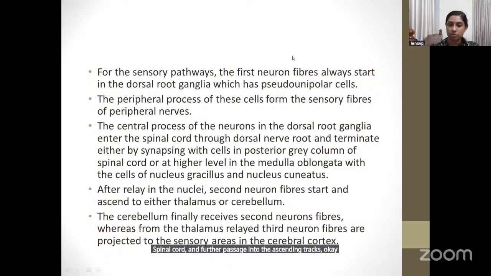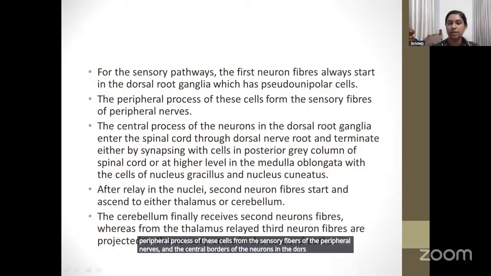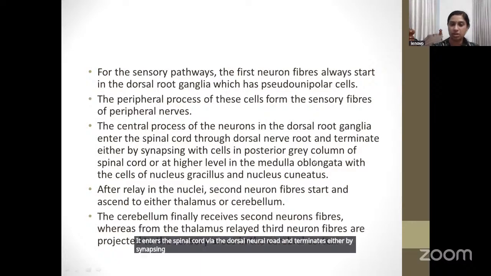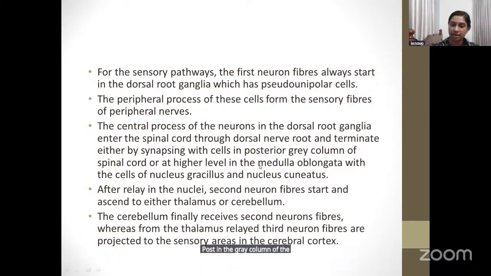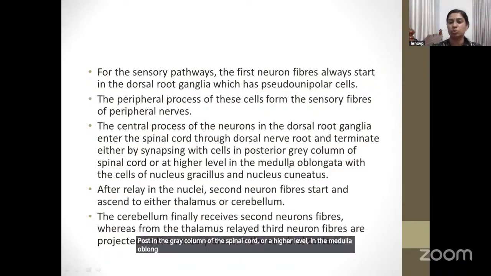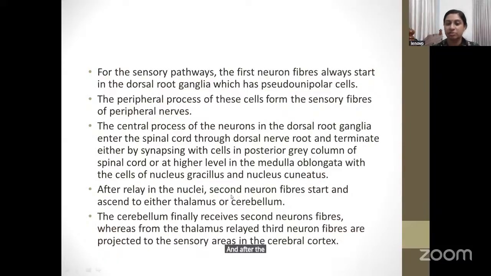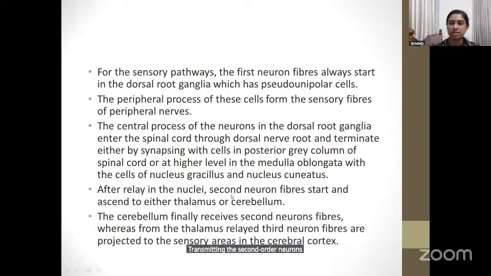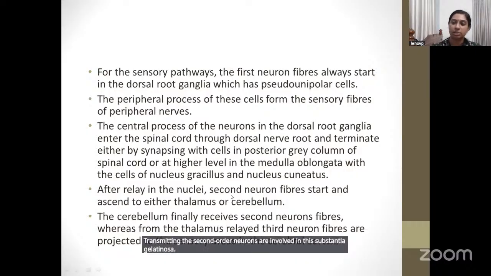The peripheral process of these cells forms the sensory fibers of the peripheral nerves, and the central process of the neurons in the dorsal root ganglion enters the spinal cord via the dorsal nerve root and terminates either by synapsing with cells in the posterior gray column of the spinal cord, or at a higher level in the medulla oblongata with the cells of nucleus gracilis or nucleus cuneatus. We have already studied the different nuclei in the posterior horn, like the posterior marginal nucleus and substantia gelatinosa. The second order neurons may be involved there, or they may pass the information to the higher centers of the brain.